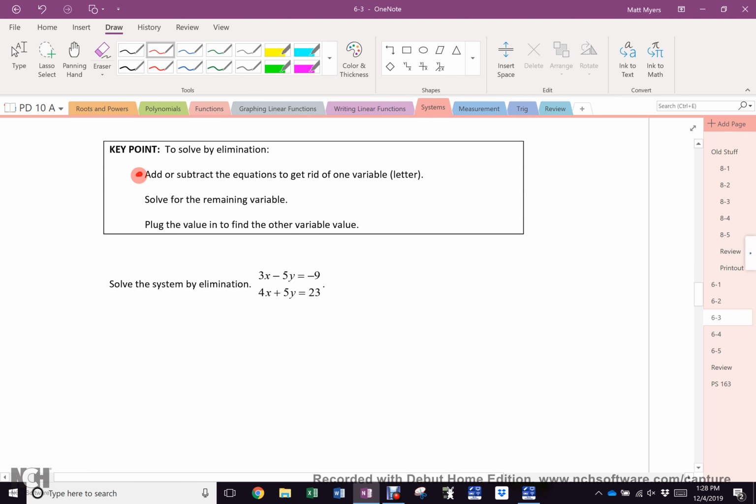I will start in red. Add or subtract the equations to get rid of one variable or letter. Get rid of, eliminate. Why do you think it's called solving by elimination? Which of those letters can I get rid of if I add or subtract?